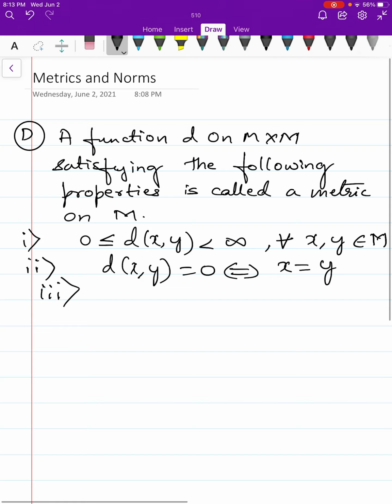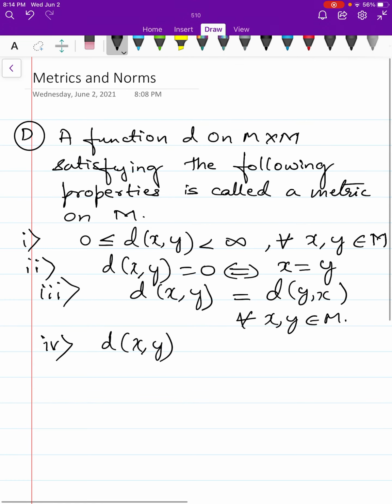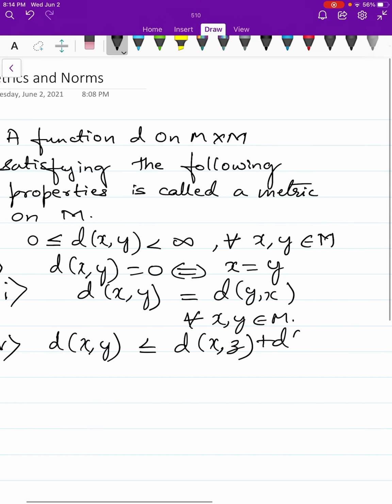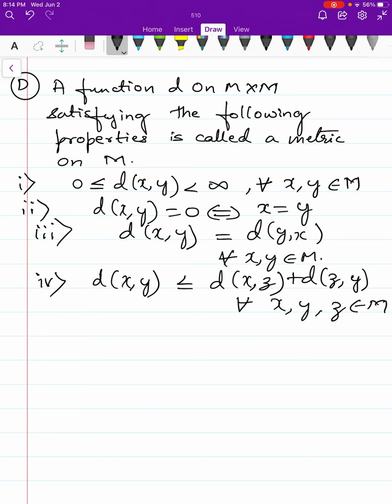Third, it is symmetric, so it doesn't matter the order in which you measure the distance, either from x to y or y to x, it is one and the same. This is true for all x comma y belonging to M. And the fourth one is called the triangular property: d of x comma y is less than or equal to d of x comma z plus d of z comma y for all x, y, z belonging to M. So this is the definition of a metric.